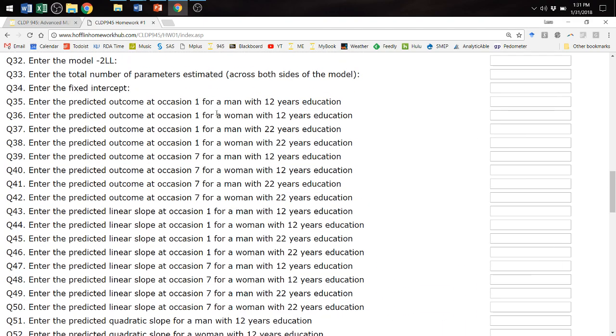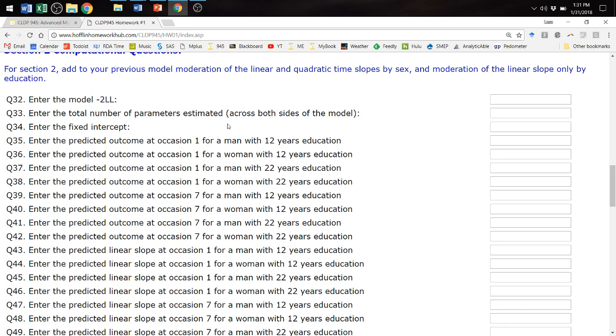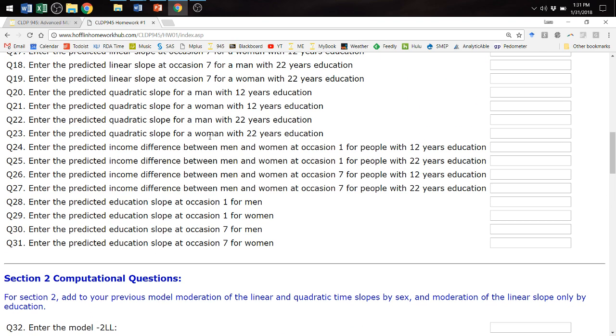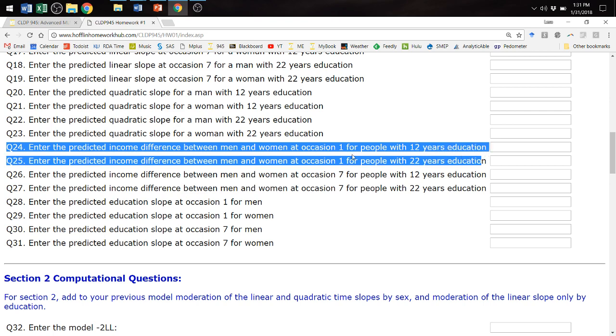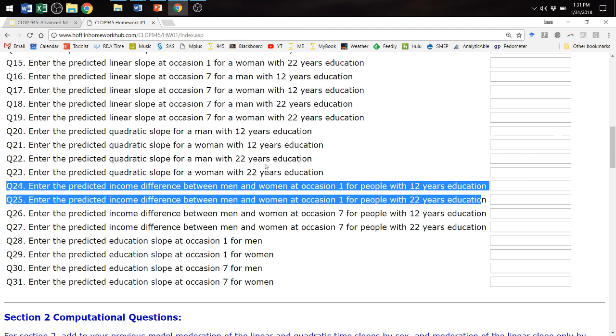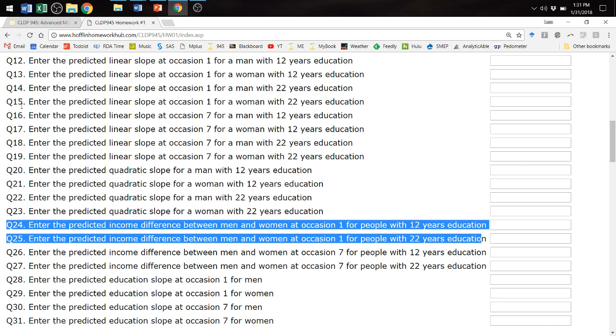There's 2 different ways that you can tackle that. Let me find an instance of this. Like these ones up here, 24 and 25. One way is to take what the predicted income is for a man, take that sentence, the predicted income for a woman, because you already calculated those, and you're literally subtracting the 2 estimate statements to see what holds.